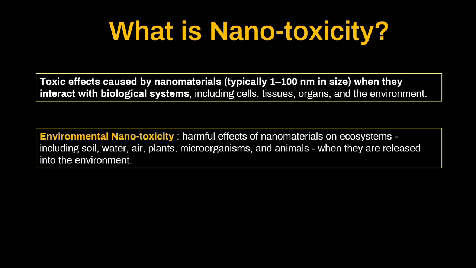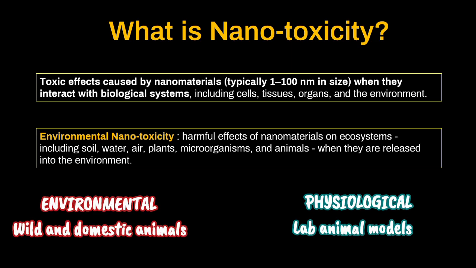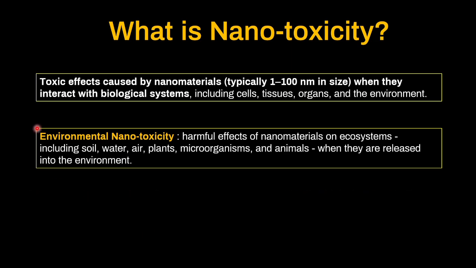In the environment, it would include all the systems like air, water, soil, and animals. So any toxicity caused to the animals would come under environment. But the toxicity caused to the lab animals, that is a rat model or mouse model, that would come under the normal physiological toxicity. If we have to define the focused environmental nanotoxicity context, it is any harmful effect caused by the nanomaterials on the ecosystems that includes soil, water, air, plants, microorganisms, and animals, as I said.